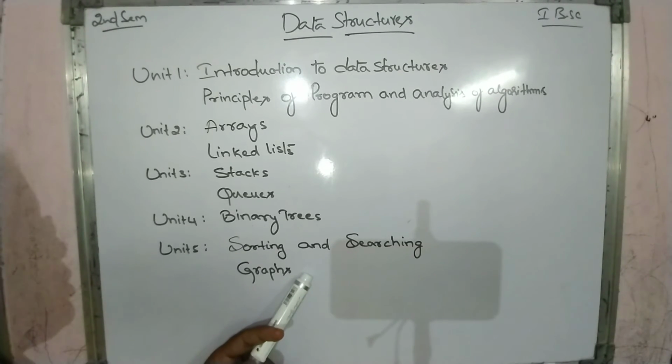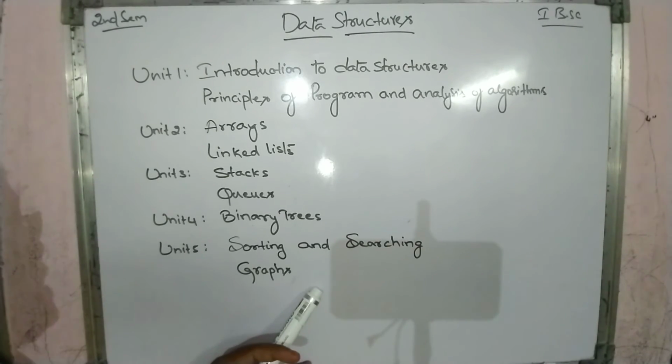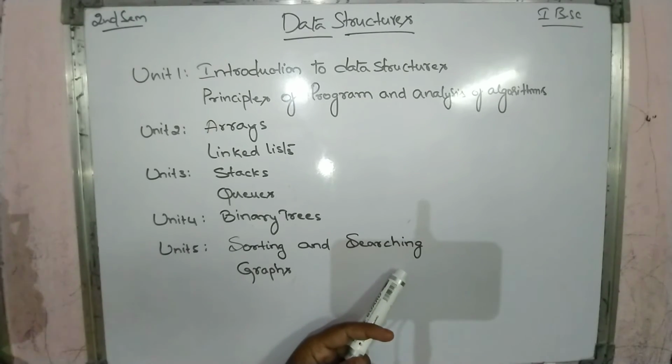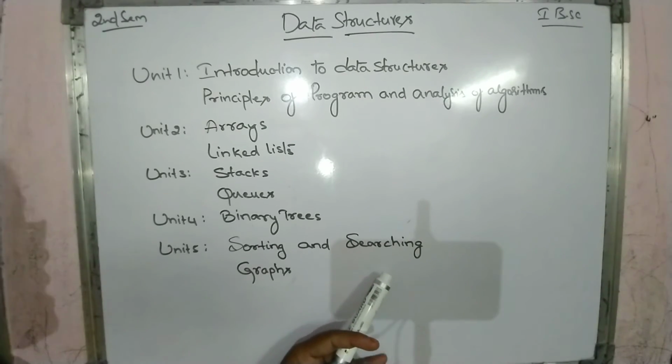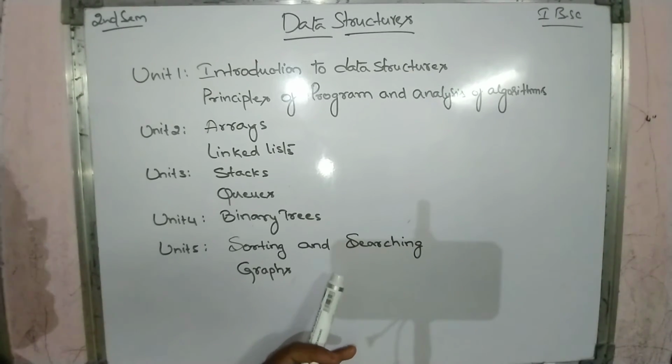And next we move to unit 5, that is sorting and searching techniques and graphs. Sorting and searching techniques. In this we are having some sorting techniques. Those are bubble sort, insertion sort, merge sort, quick sort, all this. And searching techniques we are having linear search and binary search. These are the sorting and searching techniques.